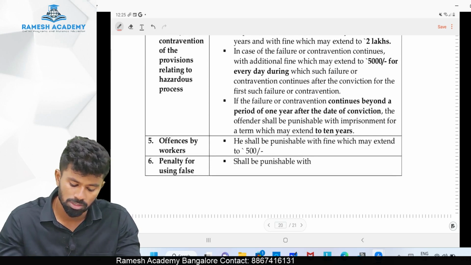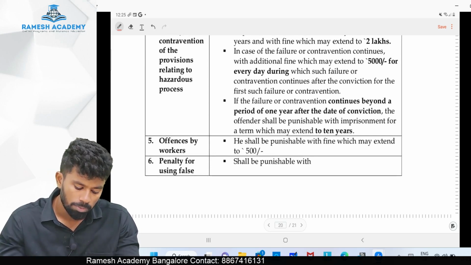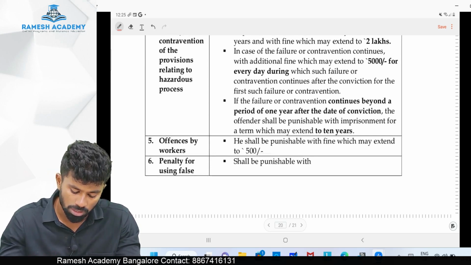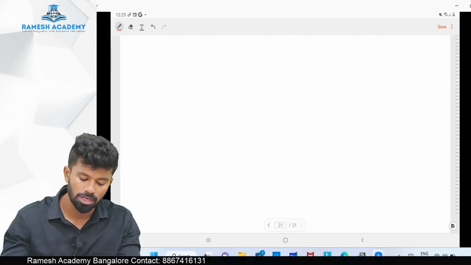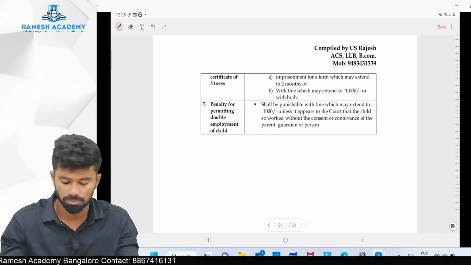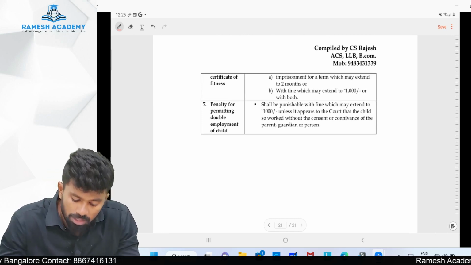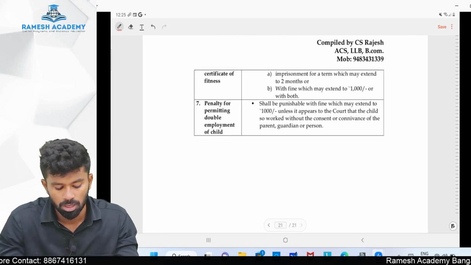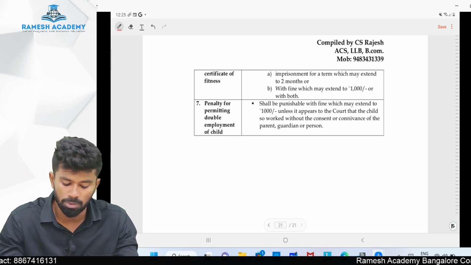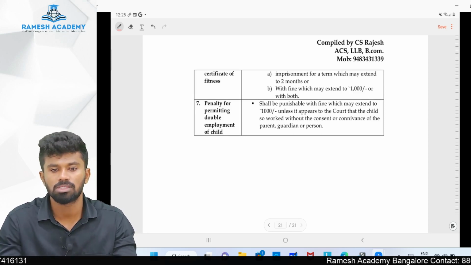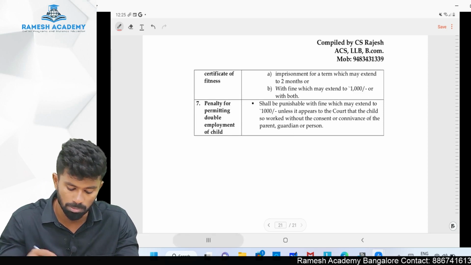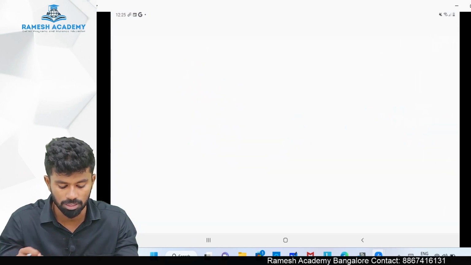Offence by workers, 500 rupees. Penalty for using any false certificate, then he is punishable with a penalty of 1,000 rupees or imprisonment for a term which may extend to 2 months. Penalty for permitting double employment of a child, 1,000 rupees. So these are the penalty provisions for non-compliance of the Factories Act.